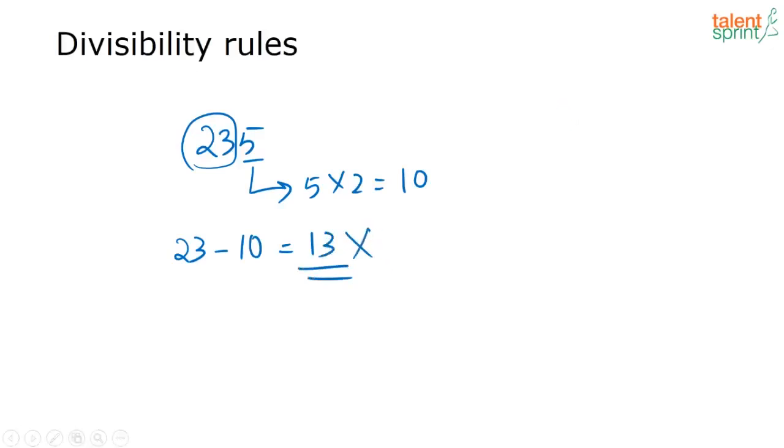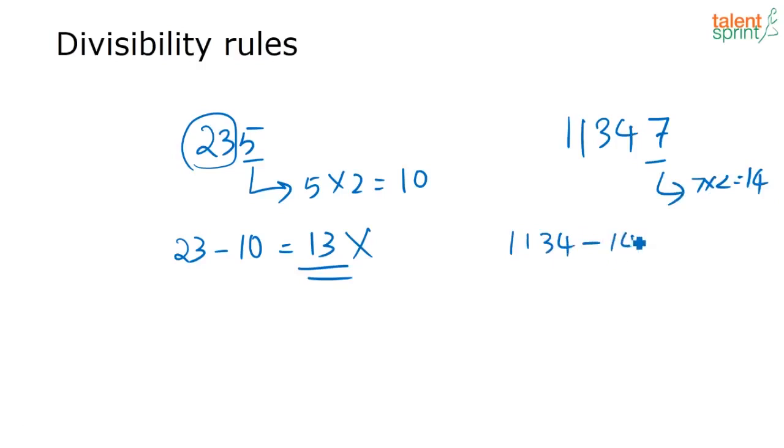Or see, you have to basically keep continuing this step. For example, if a number is 11347, the last digit is 7. 7 2s are 14. Take the last digit, multiply it by 2, take the remaining digits 1134, and subtract it from this. 1134 minus 14 is going to be 1120. You have to keep continuing this step till you get a number which is easy for us to say whether it is divisible by 7 or not. At that point only you should stop.